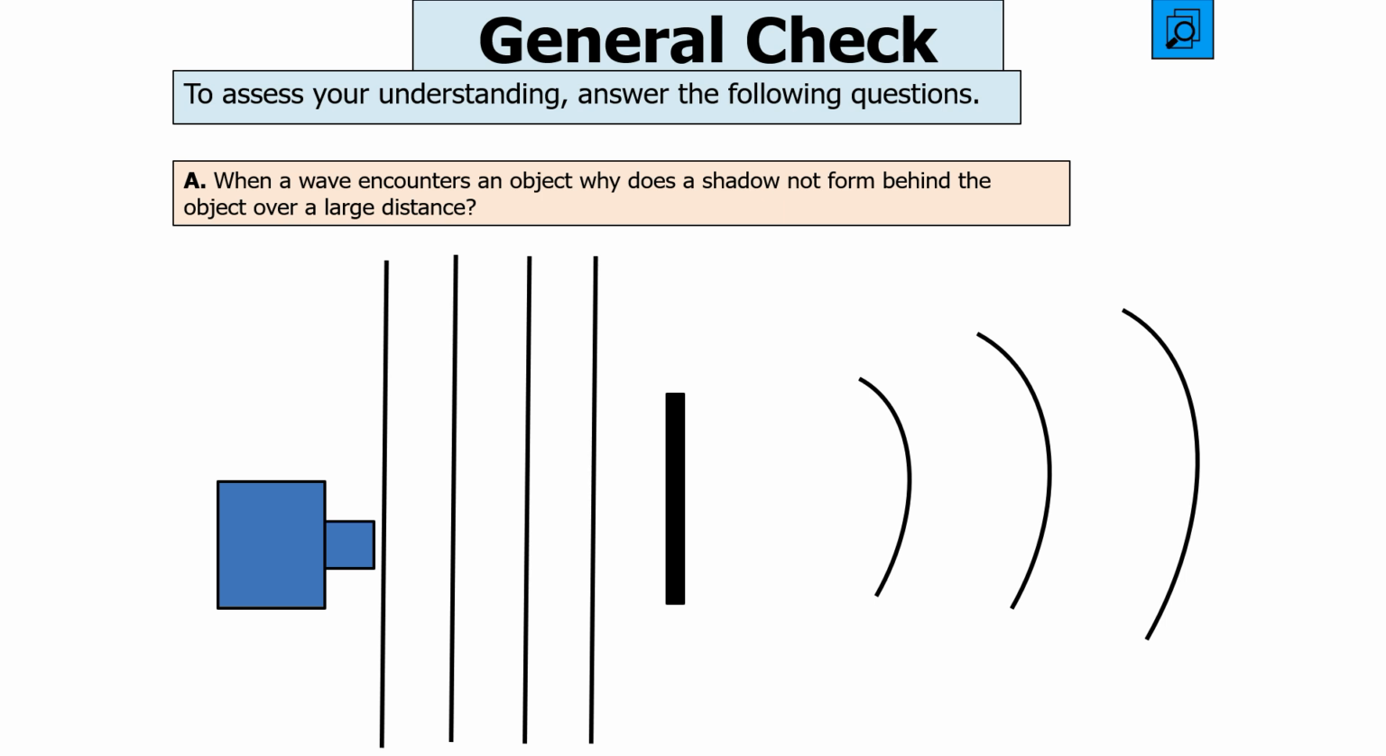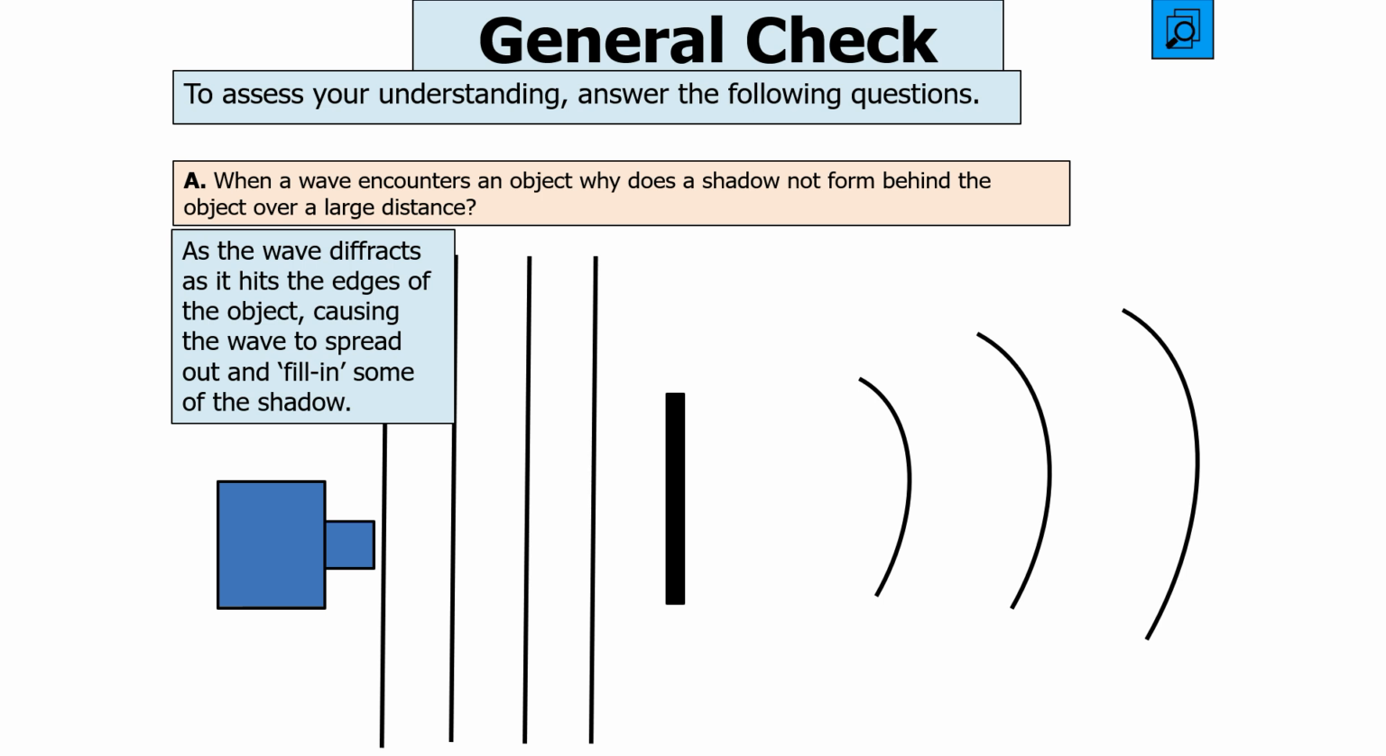The next question says, when a wave encounters an object, why does a shadow not form behind the object over a large distance? So pause the video now, then unpause the video when you want to go through your answer. Well, the wave will diffract as it hits the edges of the object, causing the wave to spread out from this diffraction and fill in some of the shadow behind the object.